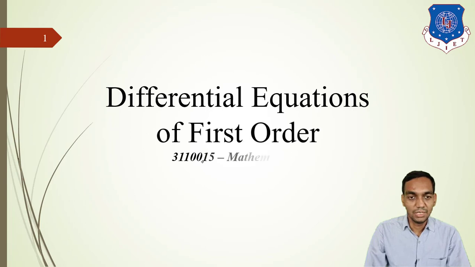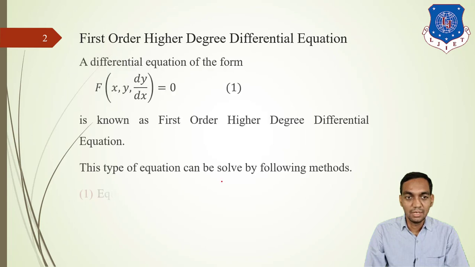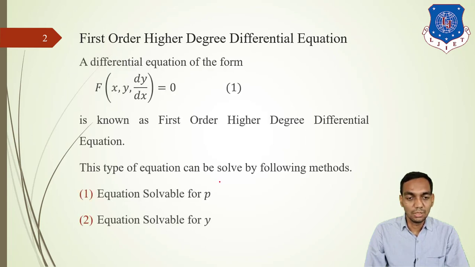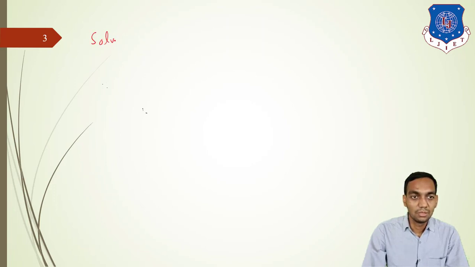In the last session, we have seen how to solve the first order higher degree differential equation solvable for p. In the same manner, in today's session, we are going to solve the higher degree differential equation solvable for y. Now, suppose you have the method of solvable for y, equation solvable for y. Suppose you have y is equal to some function of x and p.